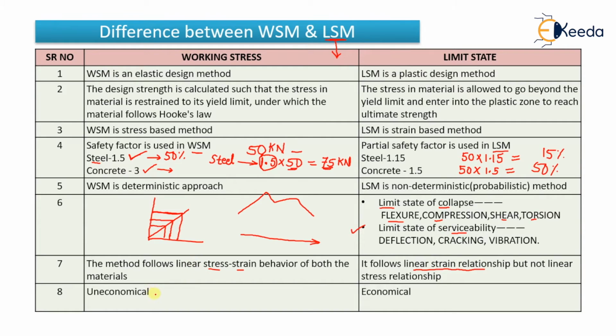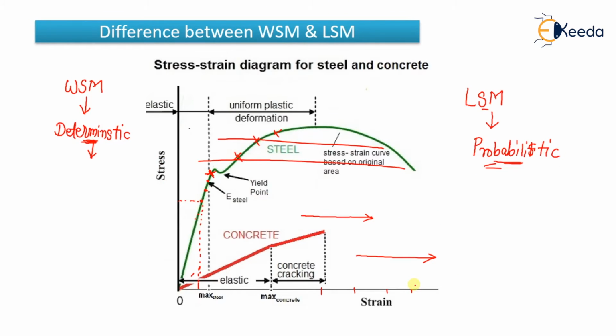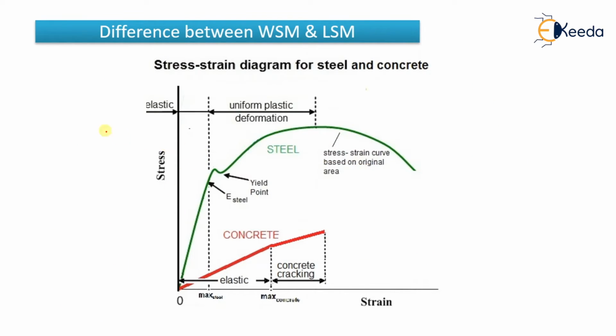Then this method is uneconomical and this method is economical. Now what does that mean? I'll explain to you why it is economical and why it is uneconomical, these two methods. I'll delete this one. Now, the working stress method, it says it is uneconomical. But the limit state method, it says economical. Why?